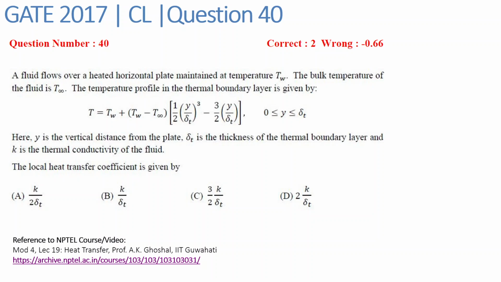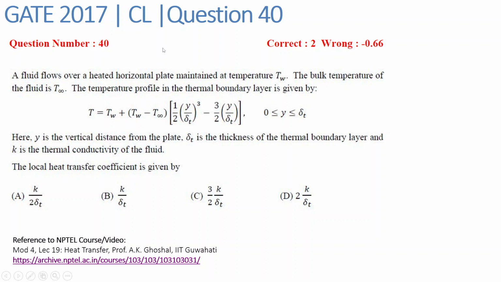Now let's look at question 40. If you have any doubt, you can write it in the chat box or unmute yourself and speak up too. So I guess we can move on to the next question.